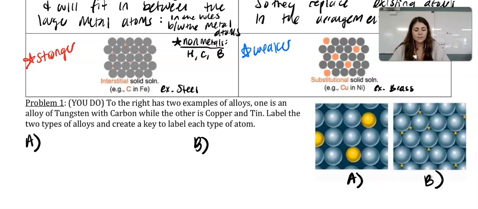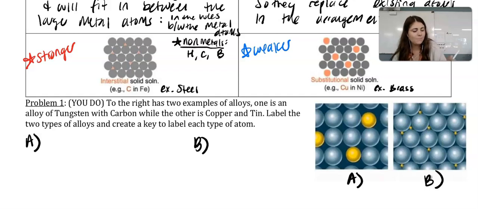So here, tungsten is going to be element W on the periodic table. It's in the transition metals. Carbon is C. It is a non-metal. Copper is Cu, tin is Sn on the periodic table. So I am leaning towards starting with the one that's carbon with the tungsten, because that is going to be the one with the smaller atoms fitting in the gaps between the metal atoms.